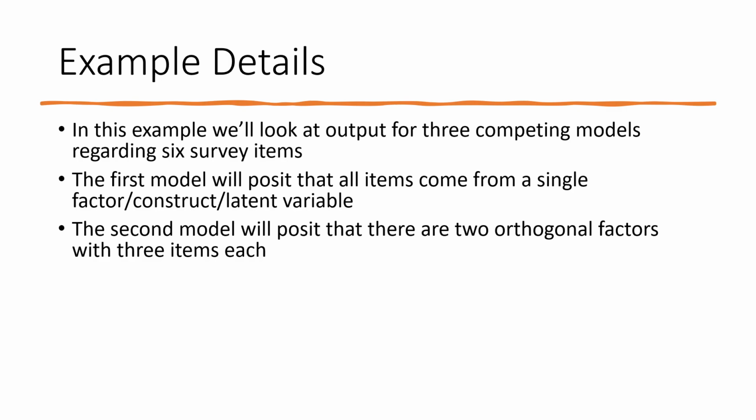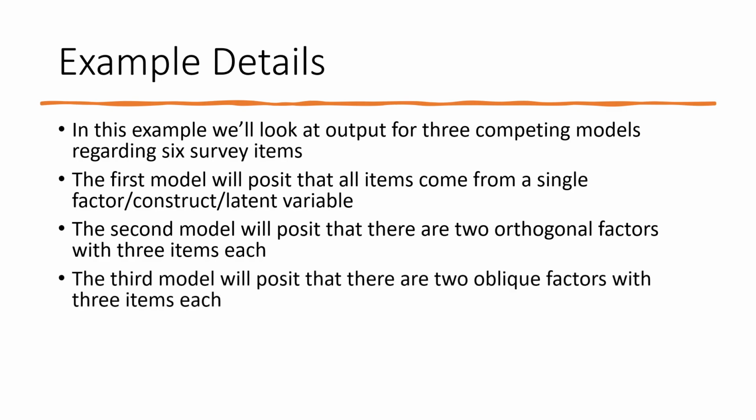The second one will have two factors, which each have three items, where the factors are completely unrelated, or orthogonal. And the third model will have two factors with three items loading on each factor, where the factors are allowed to be correlated, that is, they're oblique.